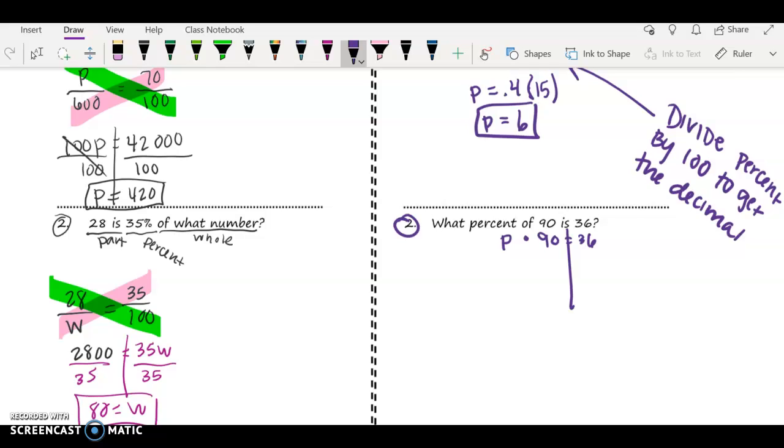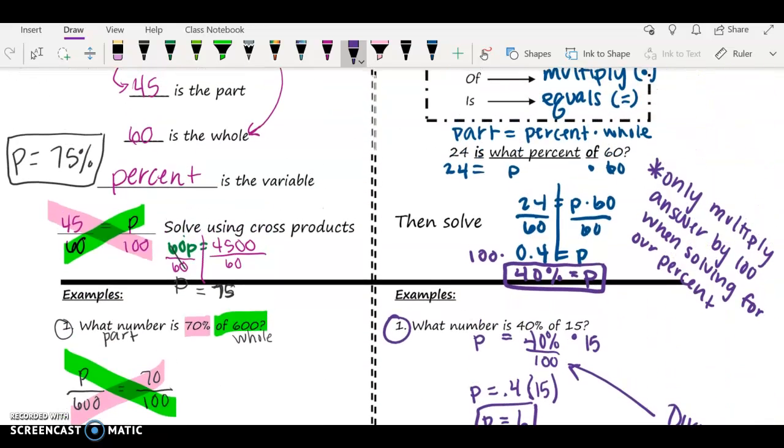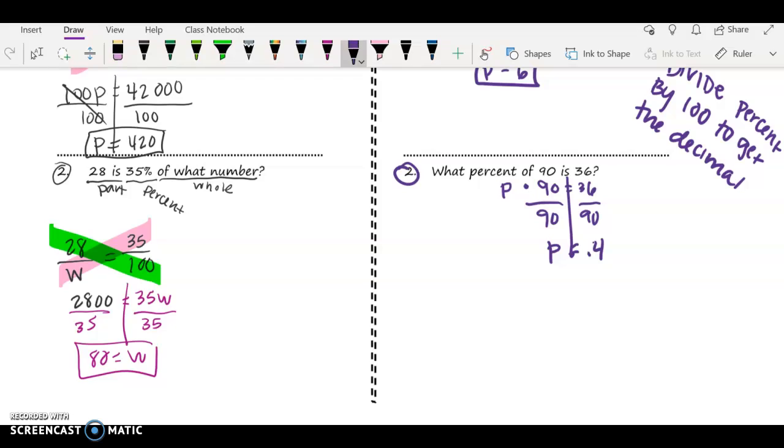So I'm multiplying by 90. And so now I have to divide by 90. When I do that, I get 0.4 equals P. And remember, that's not a percent, that is a decimal. This is a rational number, and according to our note at the top, if we're solving for a percent, we have to multiply our answer by 100. So I'm actually going to multiply by 100, and now I find out that P equals 40%.